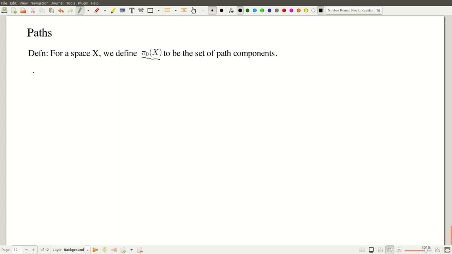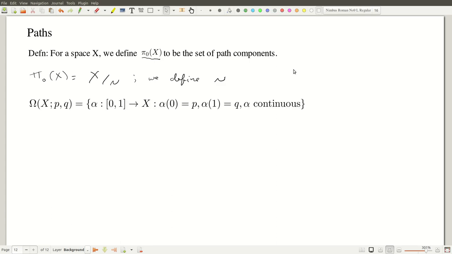That is to say, pi 0 of x is going to be x divided by an equivalence relation, where I have to define the equivalence relation. So we define this equivalence relation, and rather than simply defining the existence of a path, we'll look at all paths. Let's say our space is a torus and a sphere, and I have a point P here and a point Q here, and a point R here.